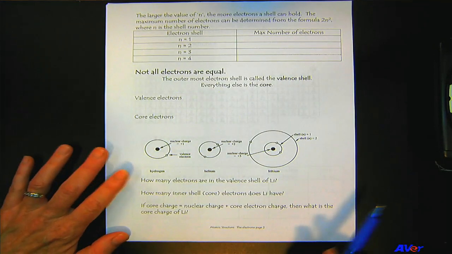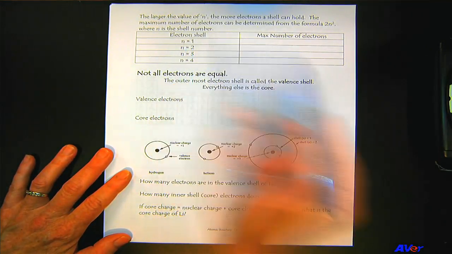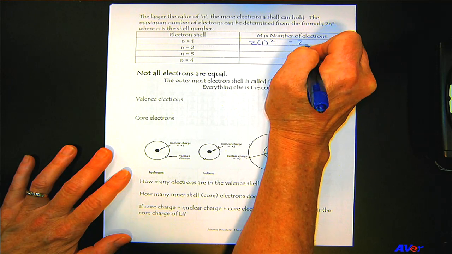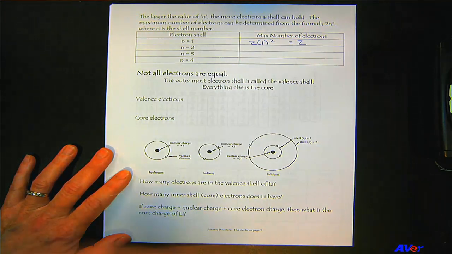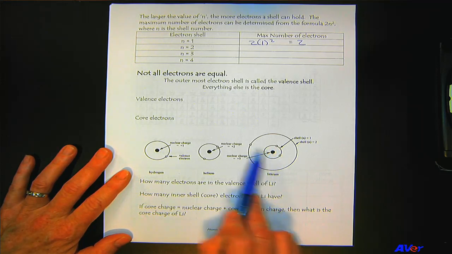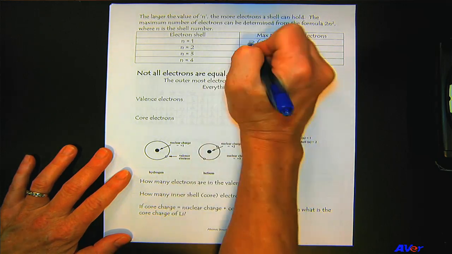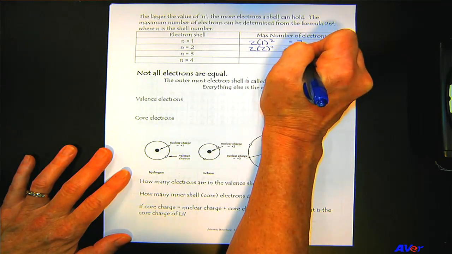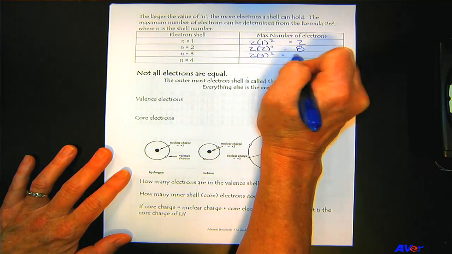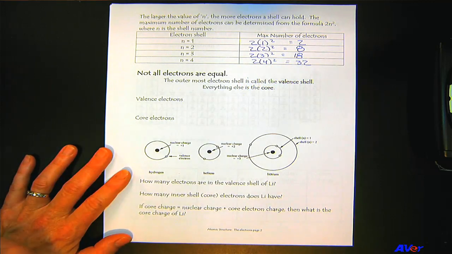So the algorithm here is simply 2n squared. So if we're in the first shell, as we saw on the previous page, 2 times 1 squared would be 2 electrons. And when we saw with lithium, the first 2 electrons go into the first shell, but now it's full. That's why the next electron had to go into the second shell. So the second shell can hold 2 times 2 squared, or 8 electrons. And the third shell can hold 18, and the fourth shell can hold 32, and you get the pattern.